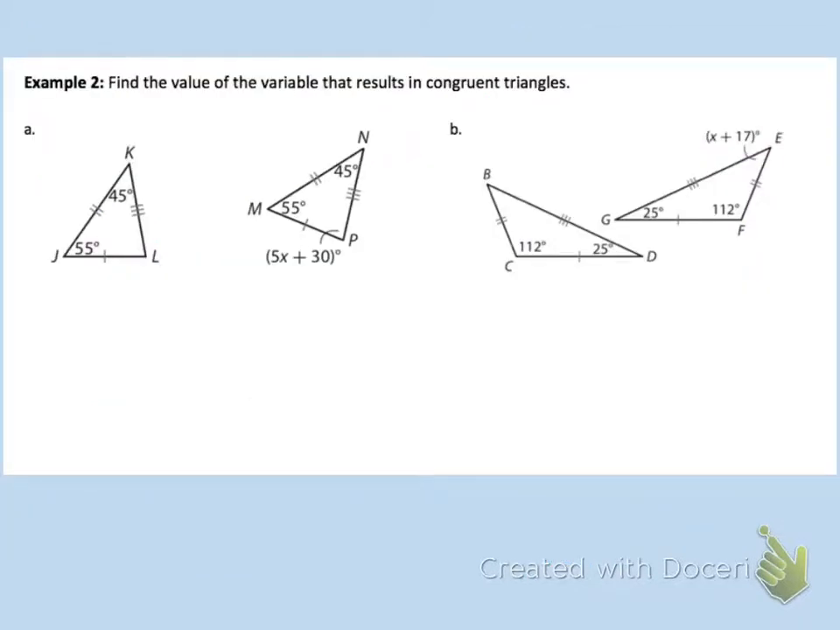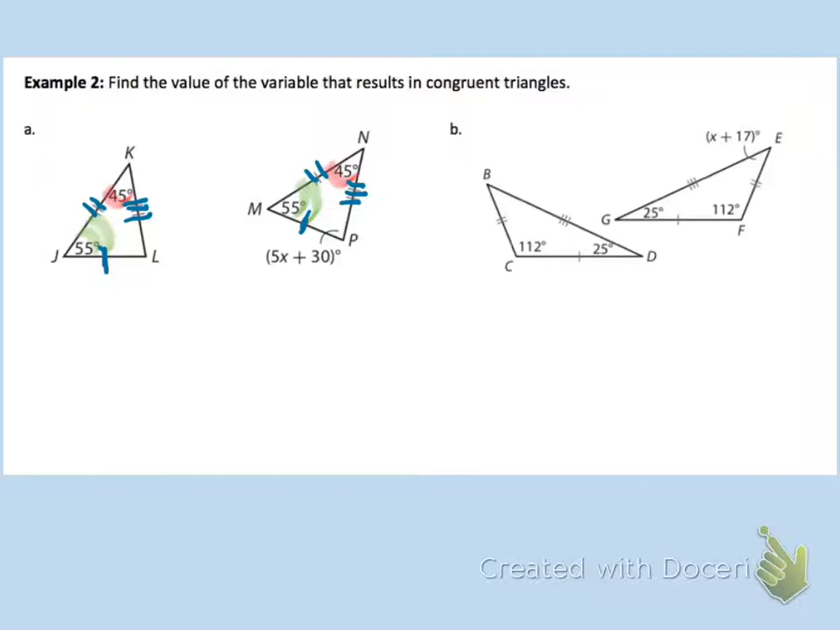So in example 2, it says find the value of the variable that would result in congruent triangles. Well, looking at example A, I can see that there's a 45 degree angle there and a 45 degree angle there, that those should be congruent, right? Then I have a pair of 55 degree angles right here, right? I've got all these matching sides. There's a side here that's marked with a single tick mark, and there's one. That's a pair, right? 2 and 2. And then there's 3 markings, and then 3 over here. So all the sides are congruent, and I've got 2 pair of angles congruent.